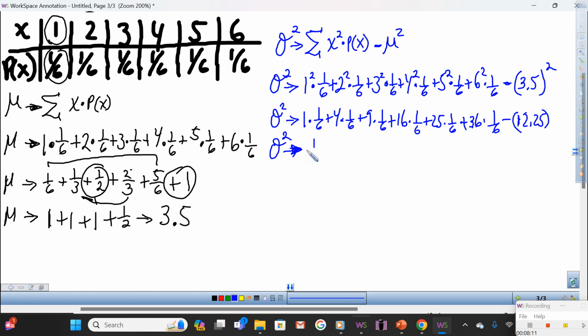So 1 times 1/6 is 1/6 plus 4 times 1/6, that's 2/3, plus 9 times 1/6, that's 1.5, yes, plus 16 times 1/6, that's 16 divided by 6, that's 2.6, yes, all right, plus 25 divided by 6, that's 4.16, let's go, plus 36 times 1/6, that's 6, minus 12.25. I'm going to leave that in parentheses because it's a negative. Variance.